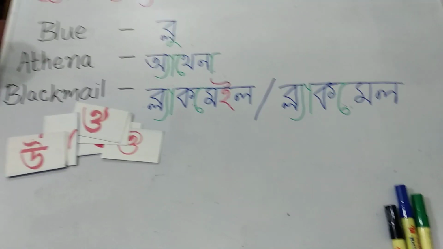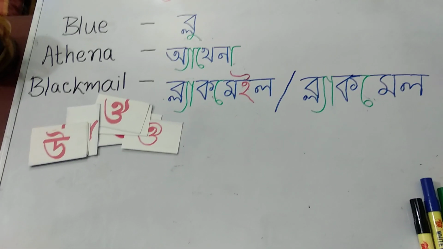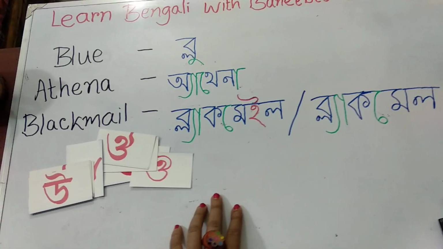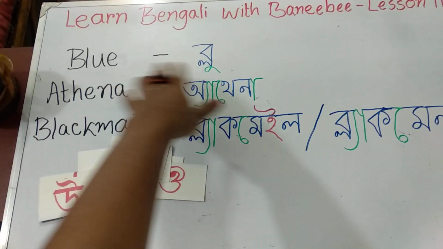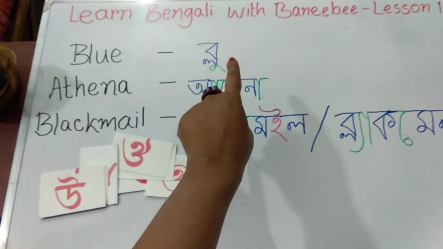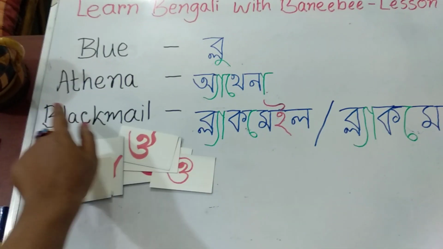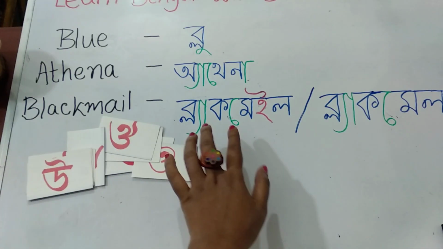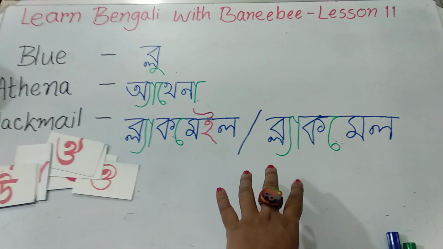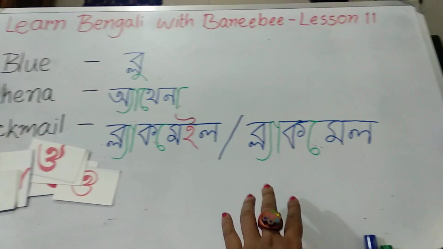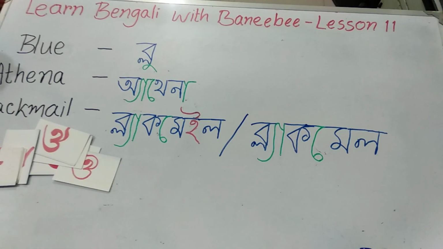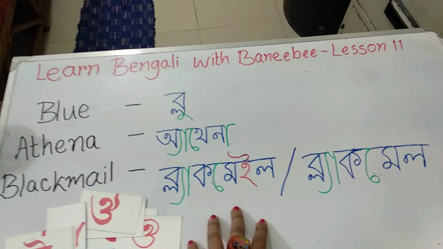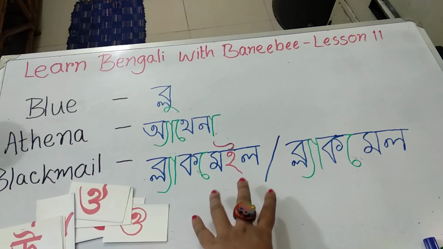On the top of the board, you can see that there are already the answers written here. So I have given you some tasks, like blue. So yeah, this is blue in Bangla letters. Athena, yes. Blackmail. So I have written it in two ways. One is blackmail, another is blackmail, right? So yeah, both are common in the newspaper and Bangla books.